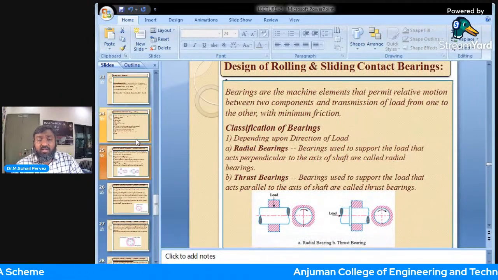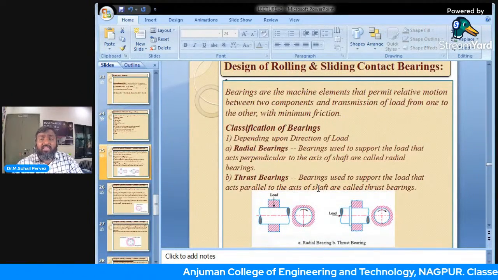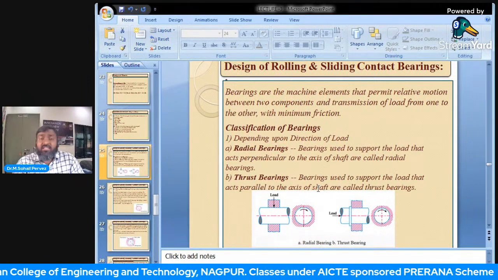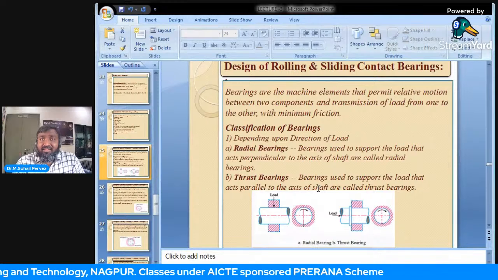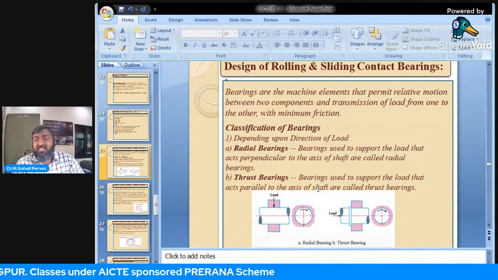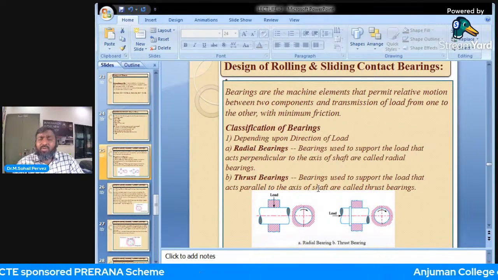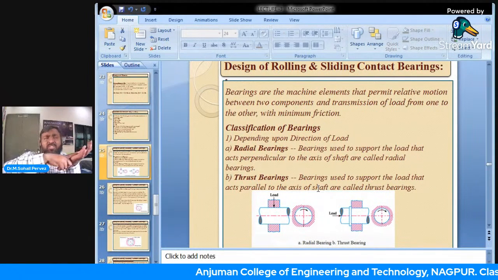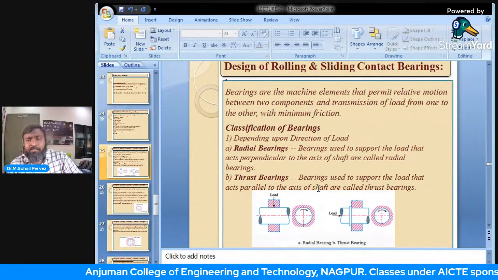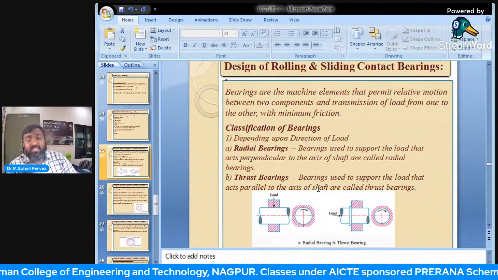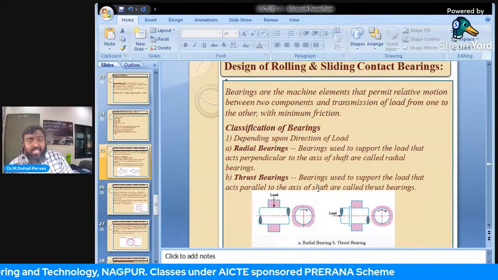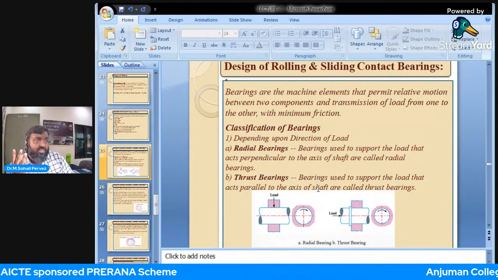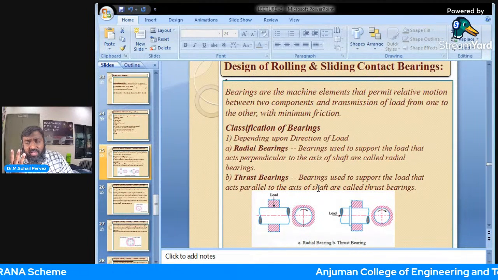The next one is design of rolling and sliding contact bearings. Bearings are circular mechanical elements, although not always circular. Any surface which supports an element is known as a bearing surface. But here, when I say bearings, mechanical bearings will have to satisfy three very basic conditions.